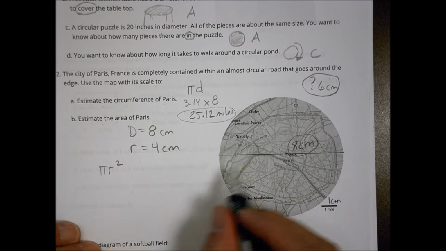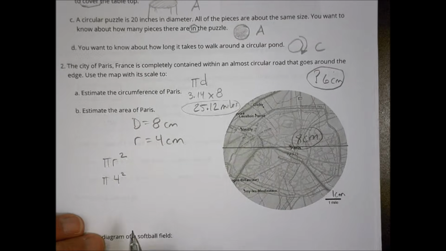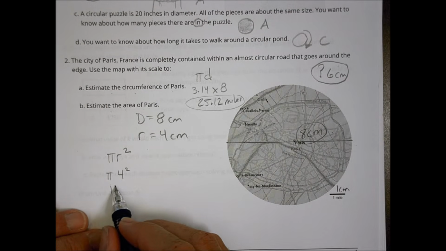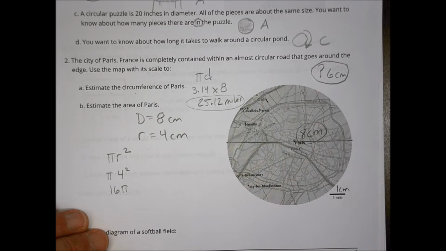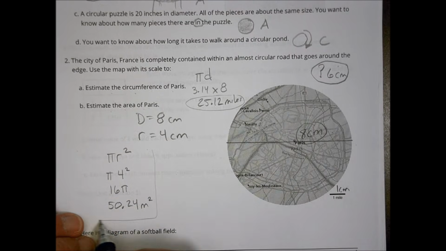Okay, for the area is going to be pi r squared. And in my case, I said that my r was equal to 4. So we have 4 squared. And 4 squared is 16. If I left it in terms of pi, I could say 16 pi. If I multiply that out, I could do 16 times 3.14 and end up with 50.24 miles squared. Okay? And that becomes my area one there.